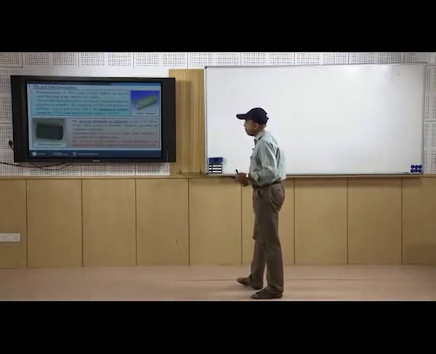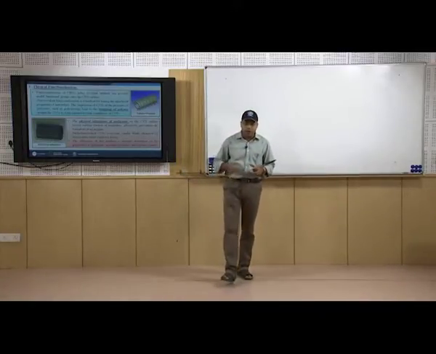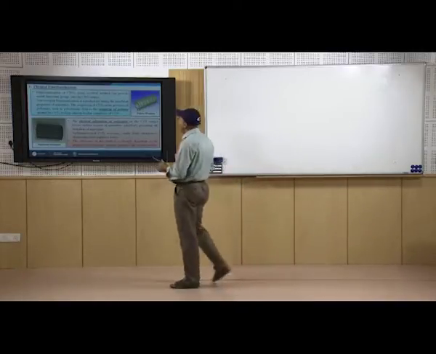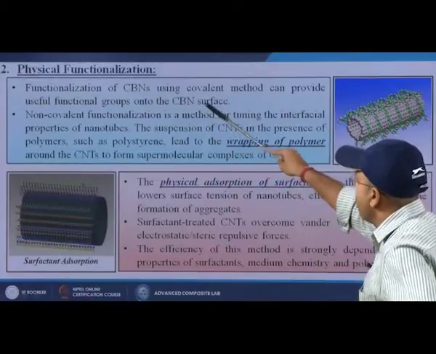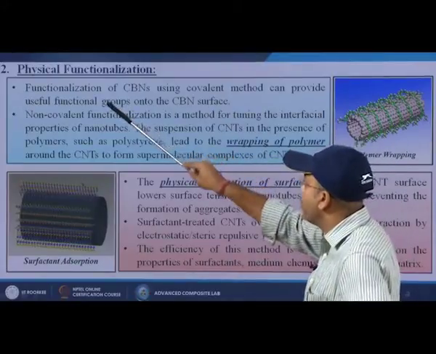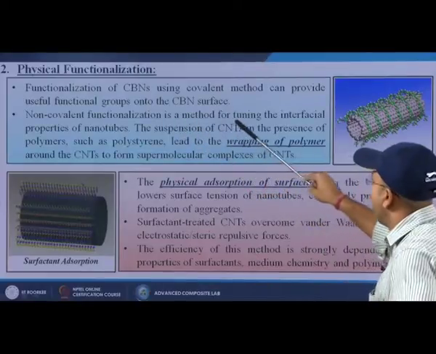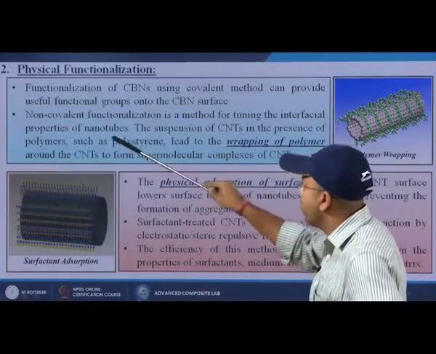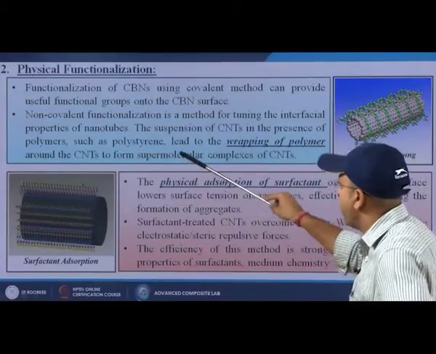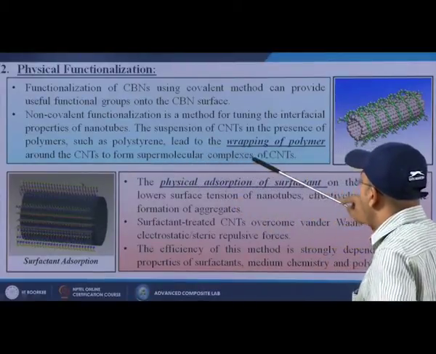Next we are going to discuss the physical functionalization process. From the name itself you can understand that we are doing this functionalization by some physical methods. Functionalization of carbon based materials, or maybe carbon based nanoparticles, using the covalent method can provide useful functional groups onto the CBN surface. Non-covalent functionalization is a method for tuning the interfacial properties of nanotubes. The suspension of CNTs in the presence of polymers such as polystyrene leads to the wrapping of polymer around the CNTs to form supramolecular complexes of CNTs.